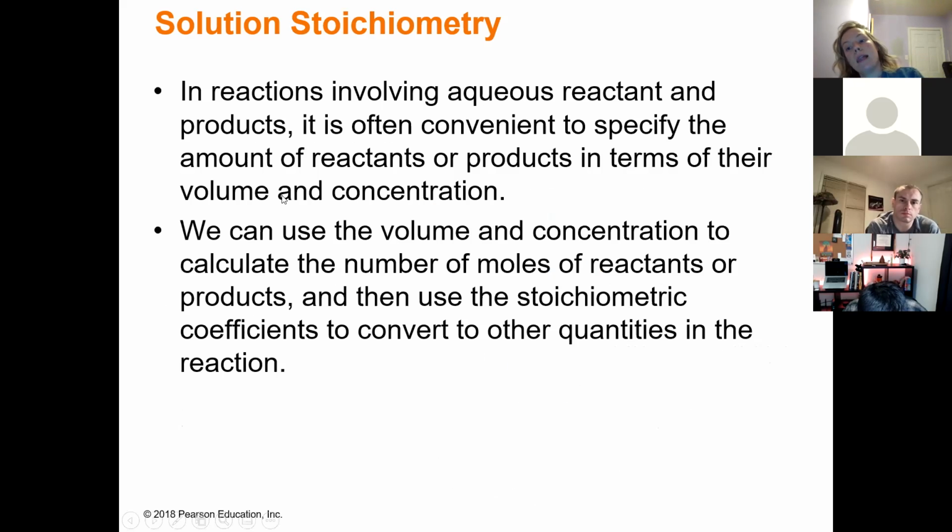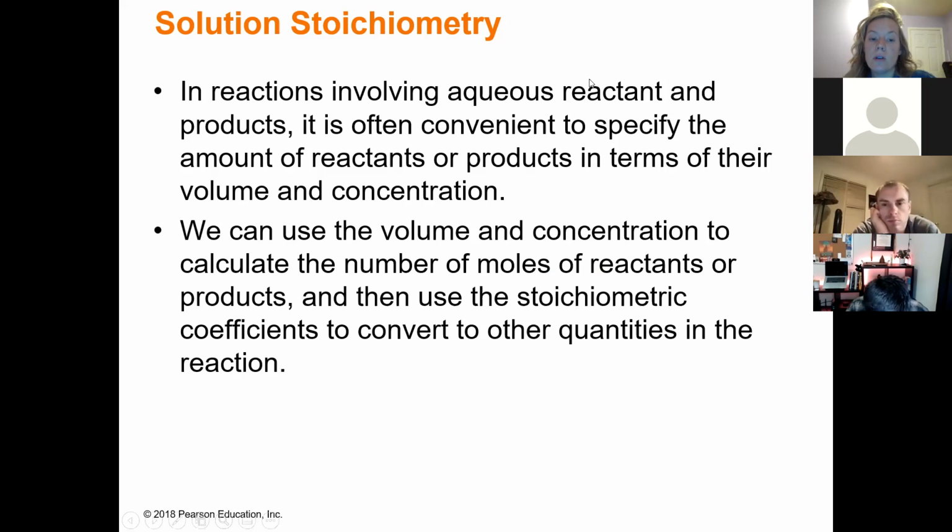Okay, so the last thing that we're going to talk about today is probably the most time-consuming, solution stoichiometry. Stoichiometry, again, being the ability to move from one material to another in a balanced chemical equation, right? When I have a balanced chemical equation, there are coefficients. Those are mole relationships. And so a lot of times when we're working with an aqueous reactant, it's easier, it's more convenient to give the volume and the concentration than it is to give grams, because it's already a liquid and it's dissolved.